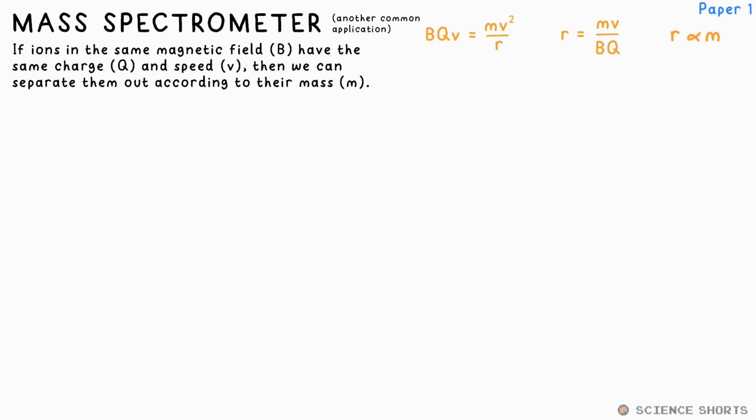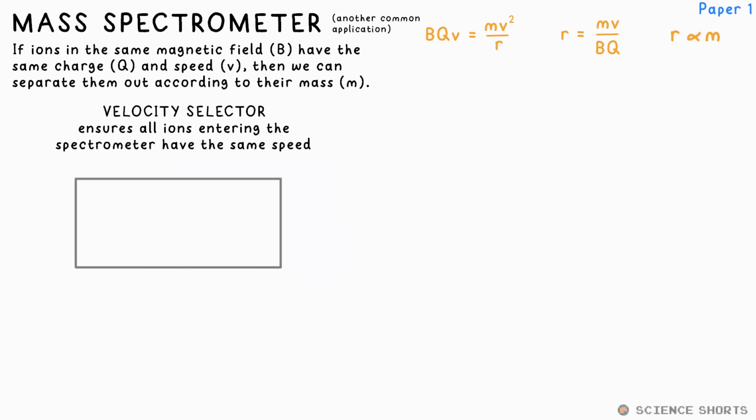So that means particles traveling together initially will separate out according to their masses if they enter a magnetic field. B is the same if they're all in the same magnetic field. Q is the same if they're all singly ionized, that is, they've all lost 1 electron. Getting them all to travel with the same speed is more difficult, but it must be done in order for R and M to be proportional.